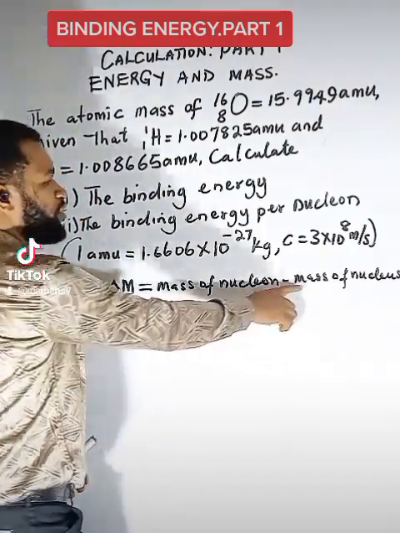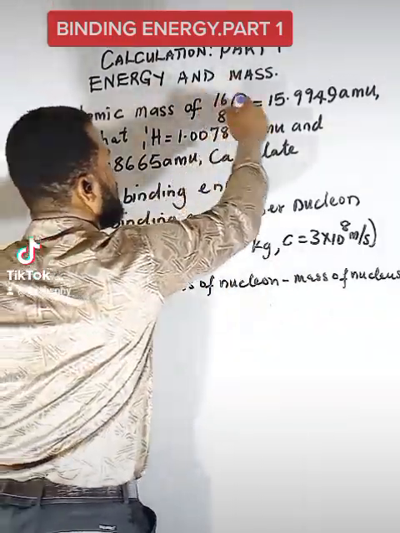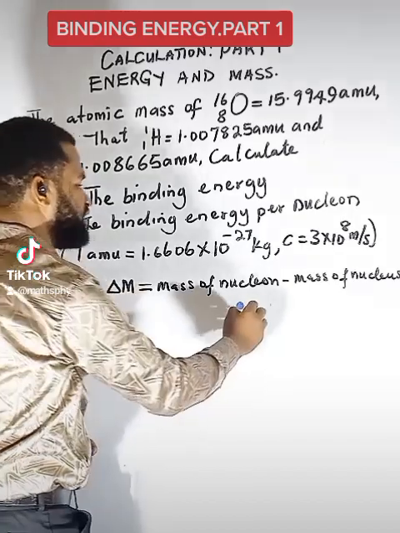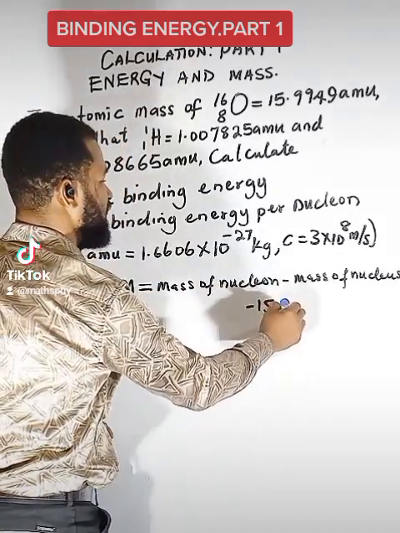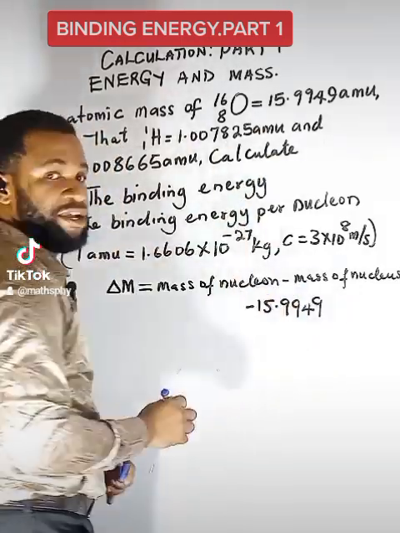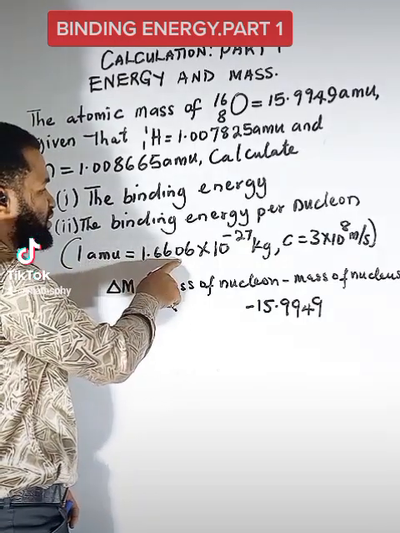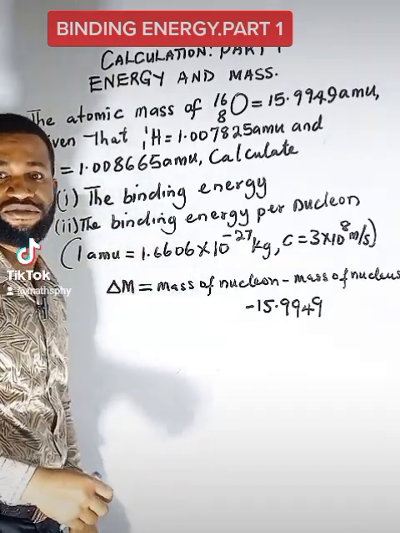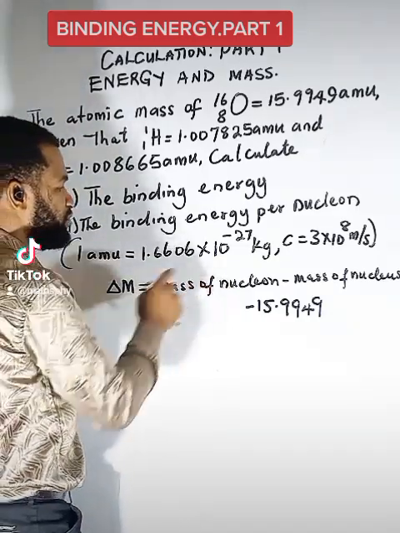But the mass of nucleus is already given, and that is 15.9949 in AMU. You remember you are given that 1 AMU is 1.6606 times 10 raised to minus 27 kilogram. Now, how do I find the mass of nucleon?